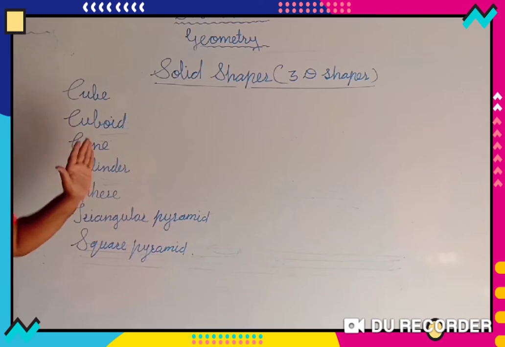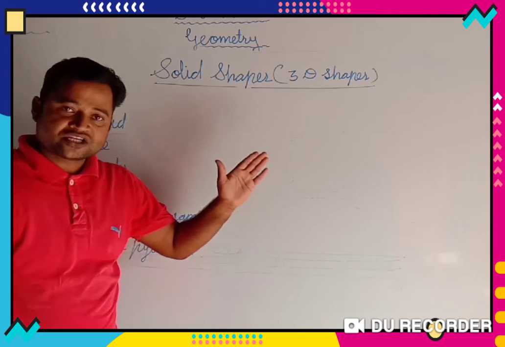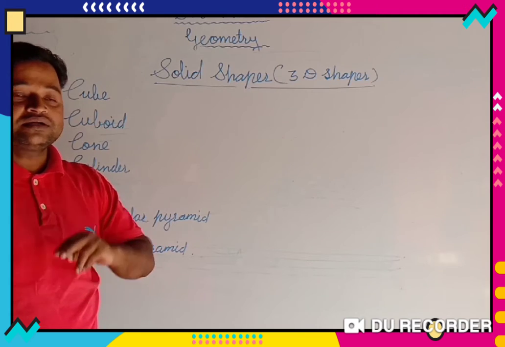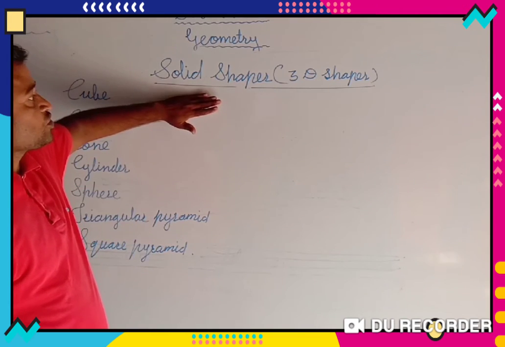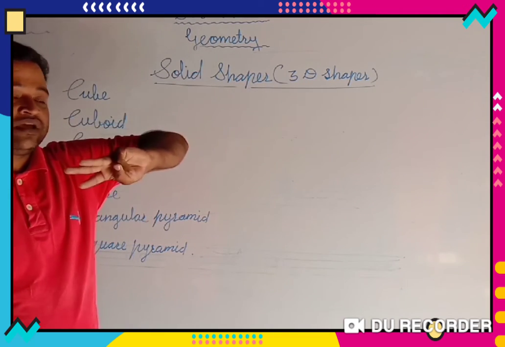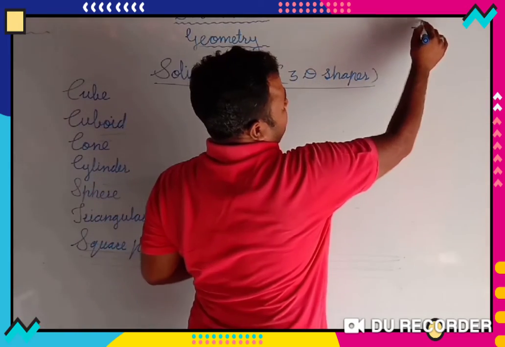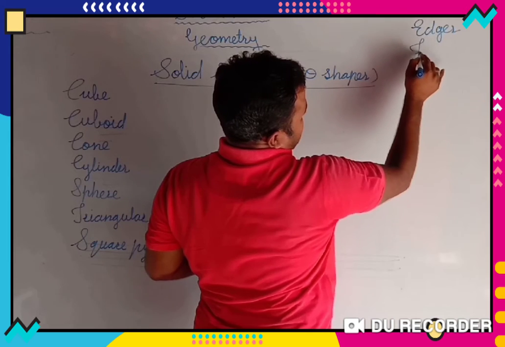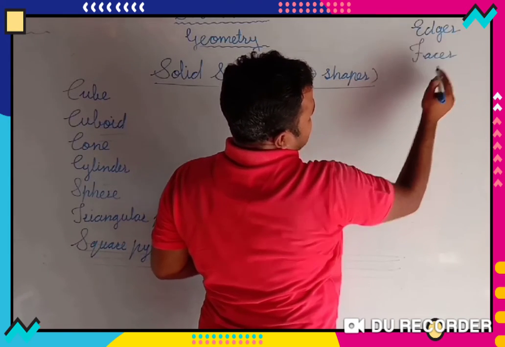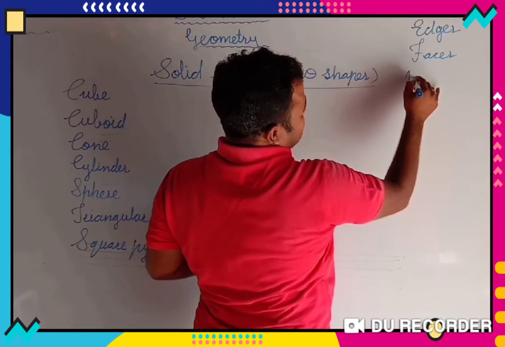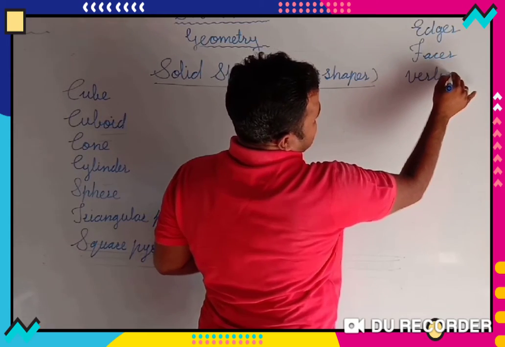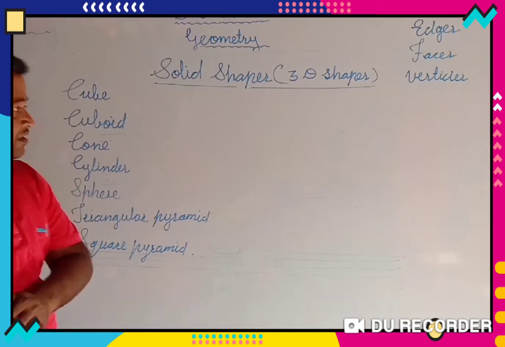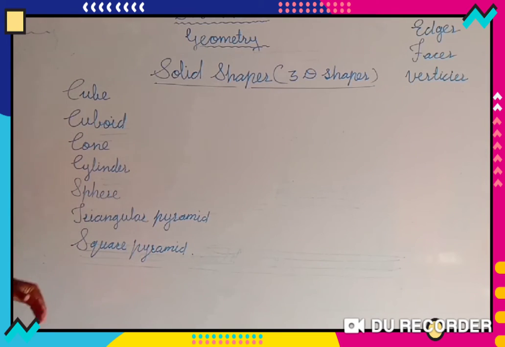Now as we have understood, plane shapes are 2D figures which have 2 dimensions, that is sides and corners. Solid figures or solid shapes have 3 dimensions, that is edges, faces, and vertices, right?